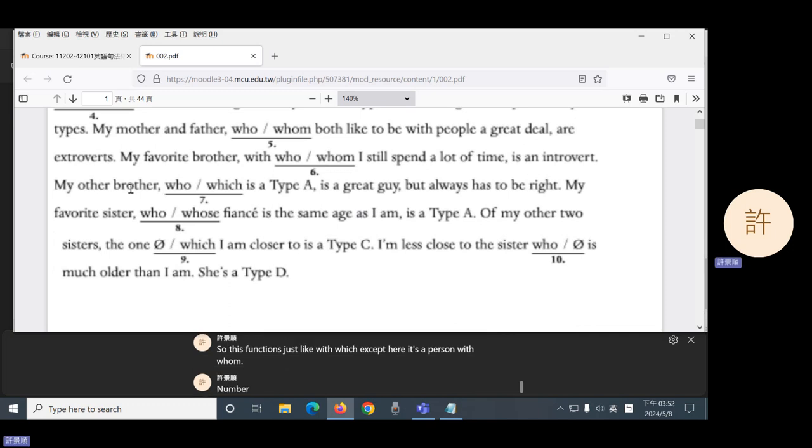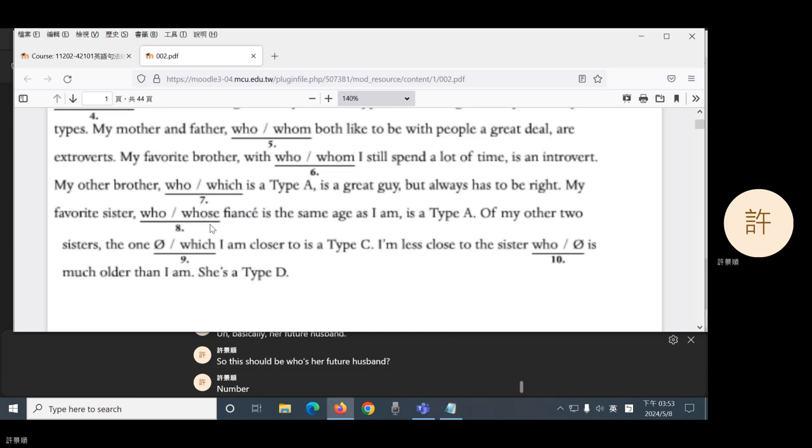Number seven, my other brother, person, so it's who. Number eight, favorite sister. Okay, but in the next sentence, is it who or is it whose? Fiance, basically her future husband. So this should be whose, her future husband.